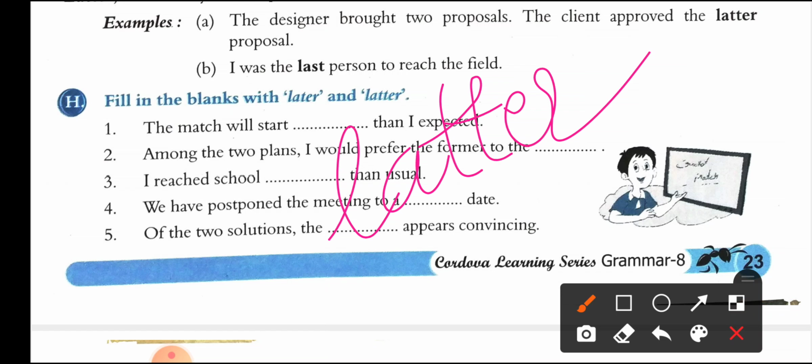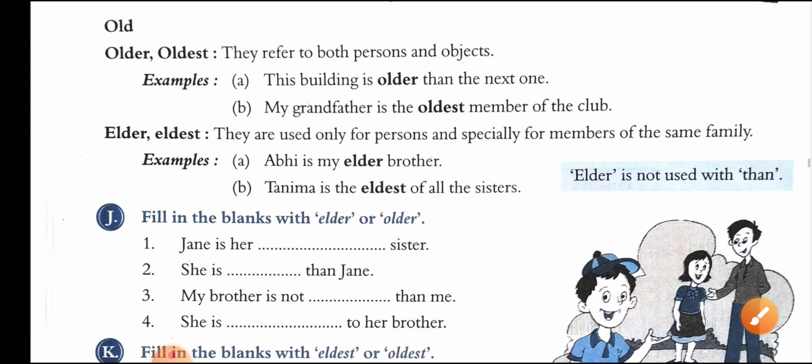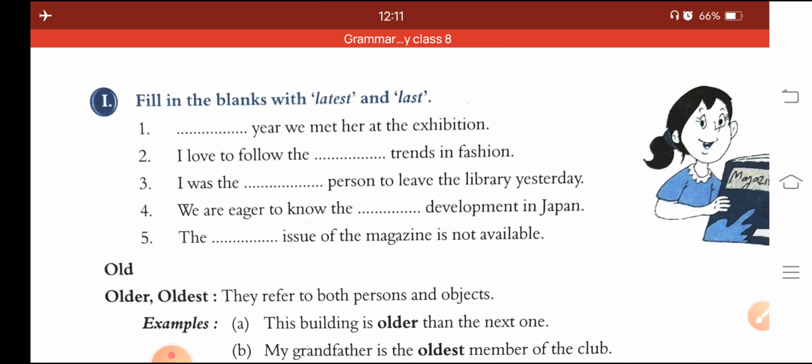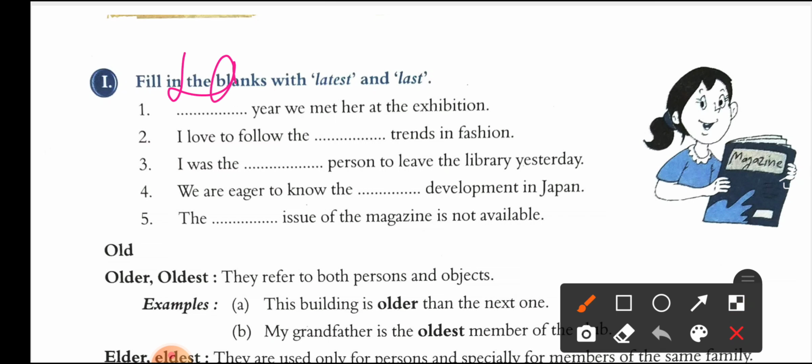It's quite easy. Next is exercise number I, that is given on page number 24. Fill in the blanks with the latest and the last, right? Dash year we met her at the exhibition. So again one is for position and one is for time. So what we will do? Last, because we are talking about time.